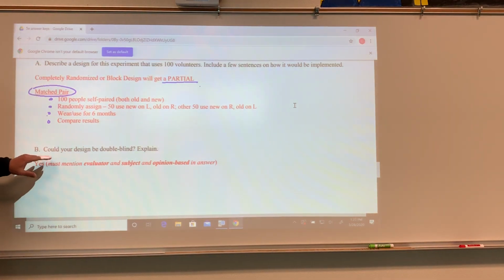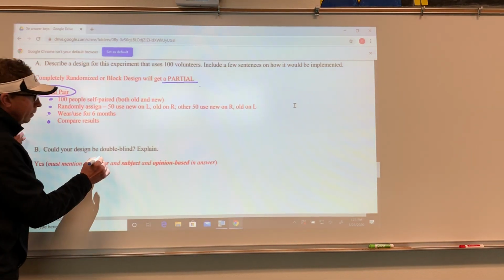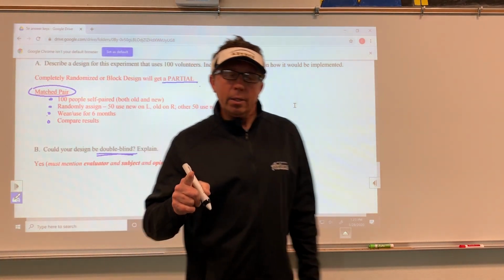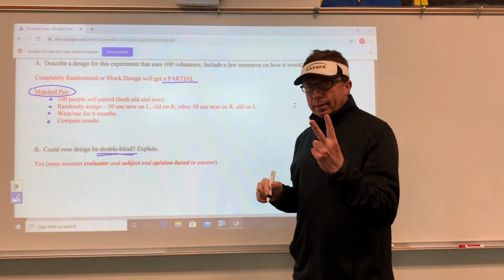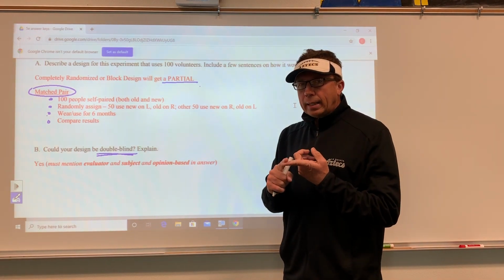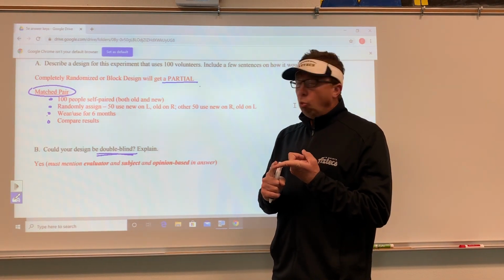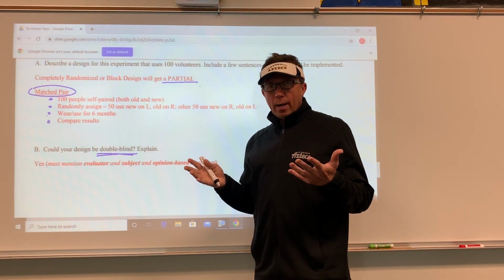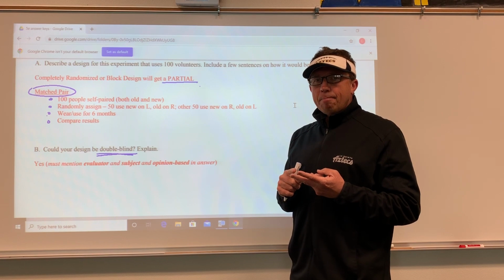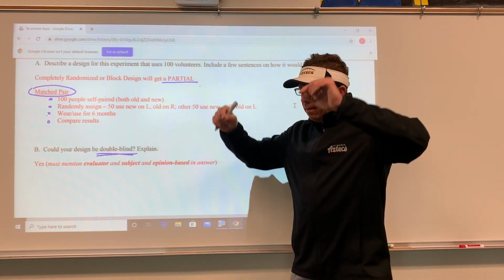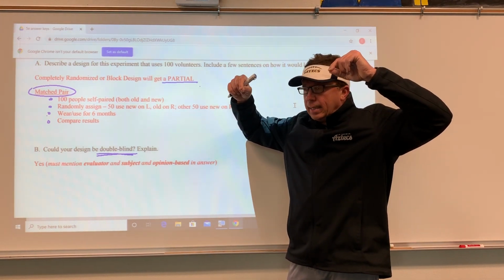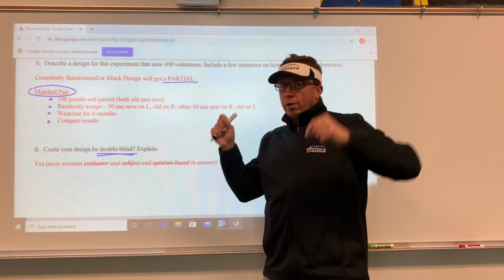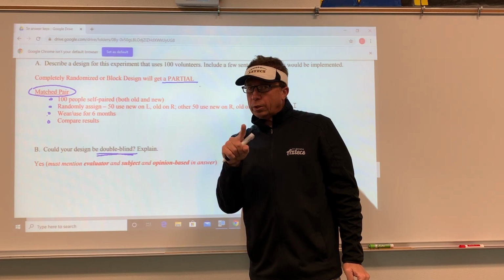Okay, could your design be double blind? What does double blind mean? Double blind means 2 things. It means the subjects don't know which foot has which wear guard on it, and the evaluator at the end that holds the 2 boots up and says, this one is better than this one, that evaluator should also be blind as to which one's which.